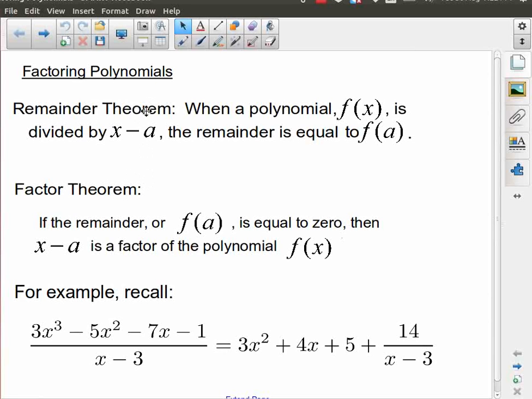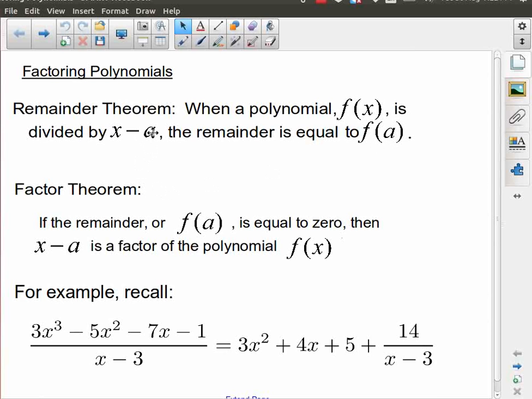So the remainder theorem tells you that if you have some polynomial represented using function notation, when we talk about dividing by the factor x minus a, the remainder we get is the same thing as taking this value a and plugging it into the function.